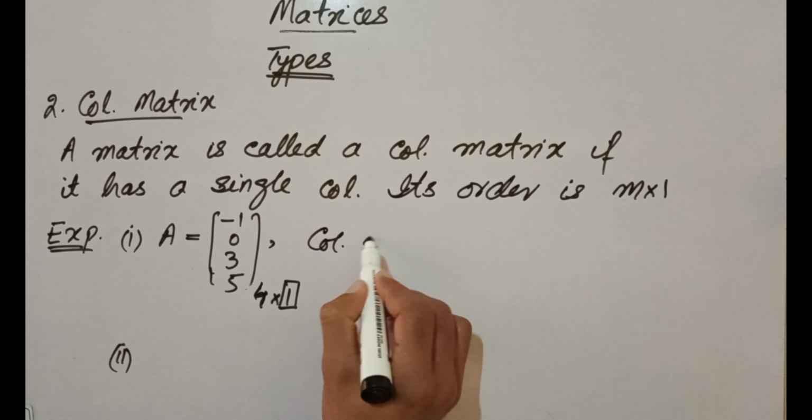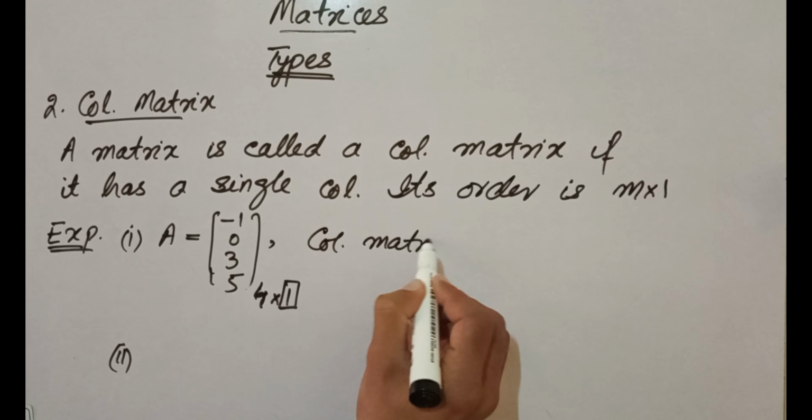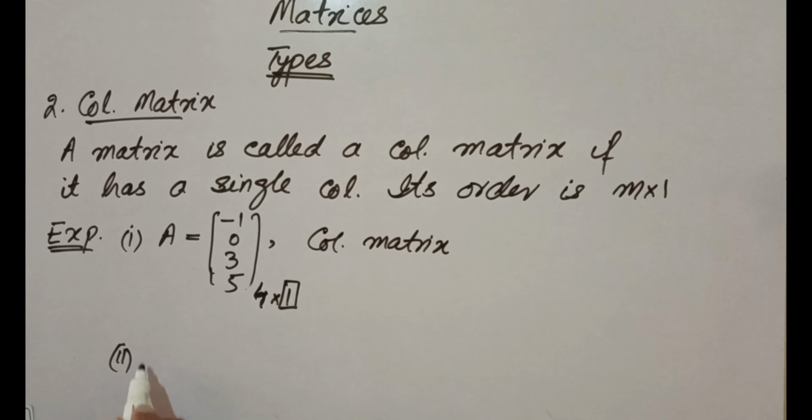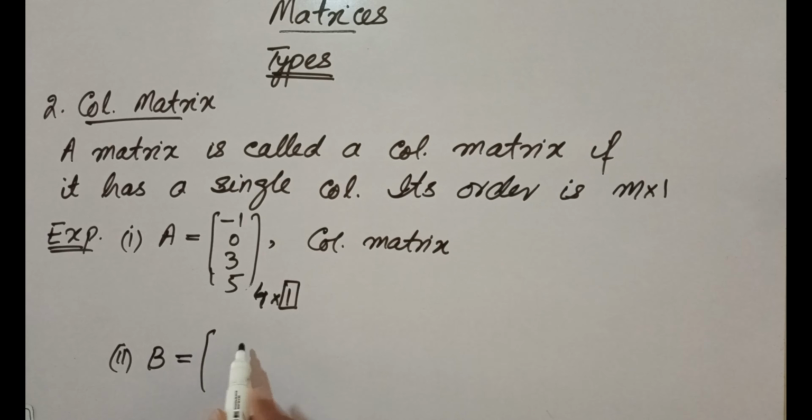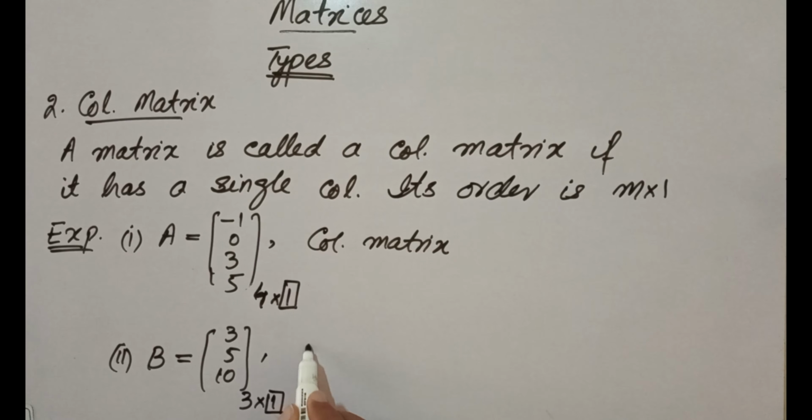This is a column matrix. If we consider another matrix, for example B, 3, 5, 10, then its order is 3 by 1. Again we have a single column. This is also a column matrix.